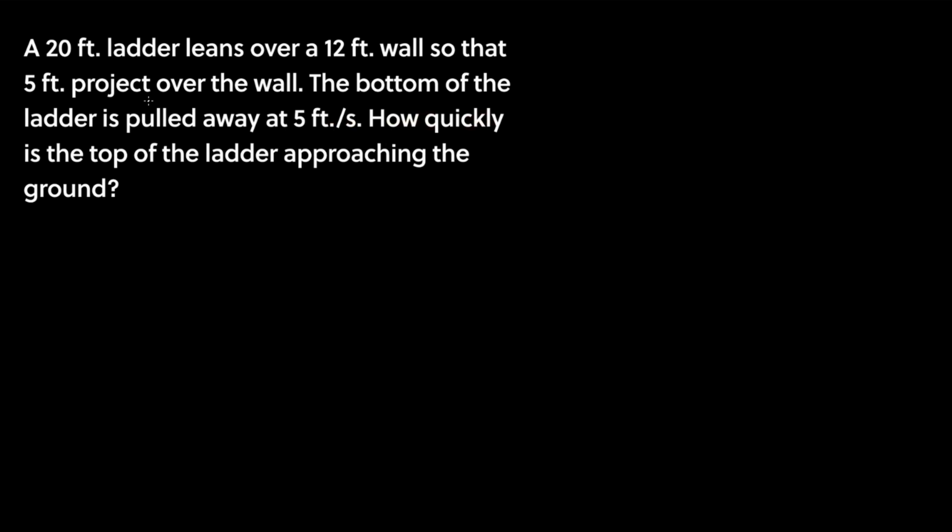Okay, so a 20-foot ladder leans over a 12-foot wall so that 5 feet project over that wall, and the bottom of the ladder, we're told, is being pulled away at 5 feet per second. And we're interested in how quickly the top of the ladder is approaching the ground. So why don't you pause the video and work on this problem and see what you get. All right, assuming that you give it a go.